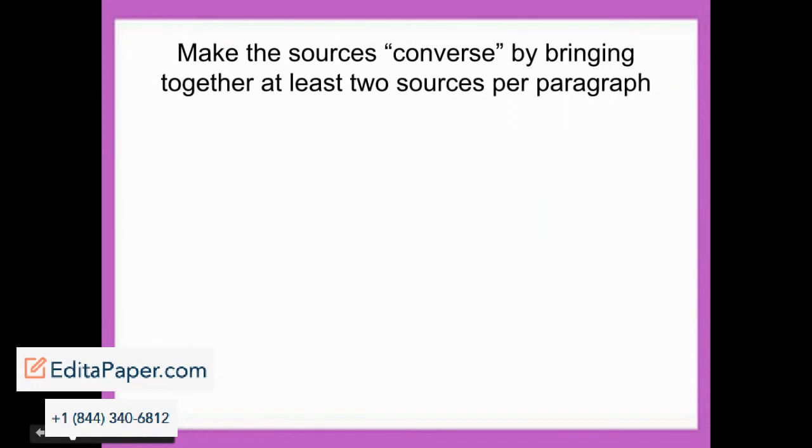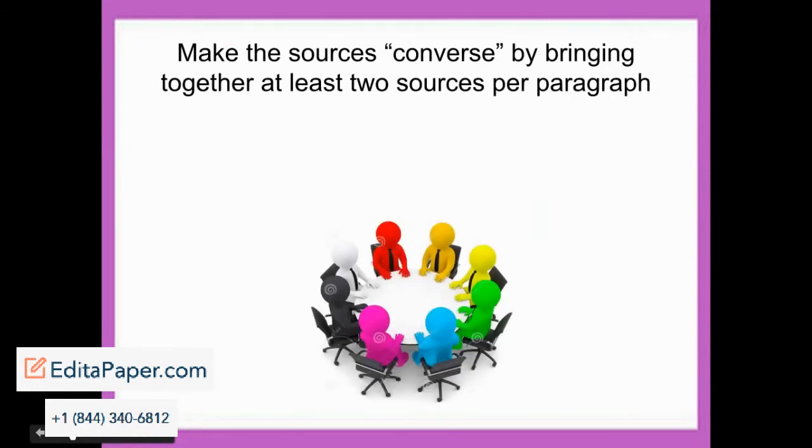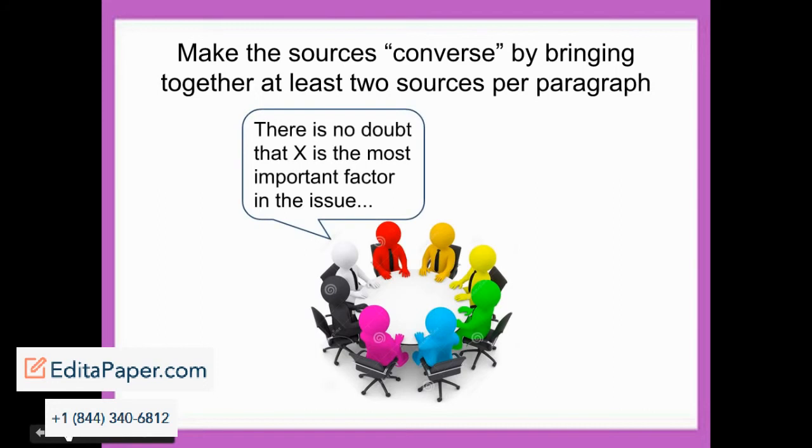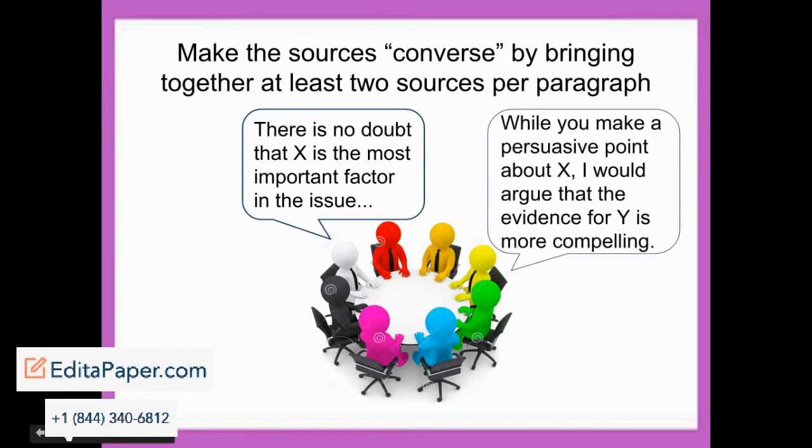Instead, the requirement that I'm asking of you is to bring 2 sources together in the same paragraph, like this guy and this guy, for instance. First guy says, there's no doubt that X is the most important factor in the issue. And the second guy says, while you make a persuasive point about X, I would argue that evidence for Y is more compelling. You cite both of those in your paragraph and you explain your reasoning and which one you think is more valid. Or if they're 2 that agree with one another, then they will persuasively argue your point.